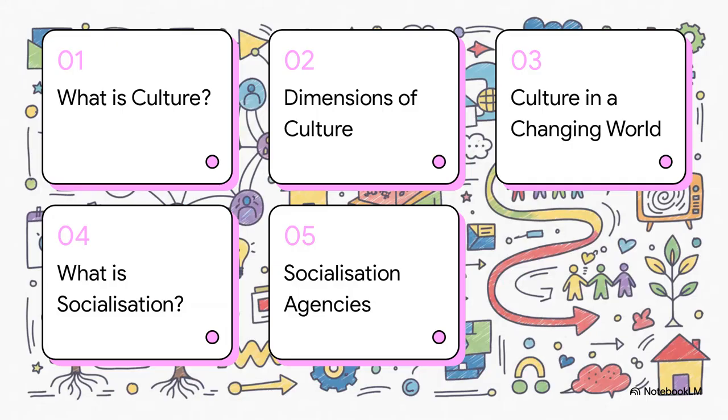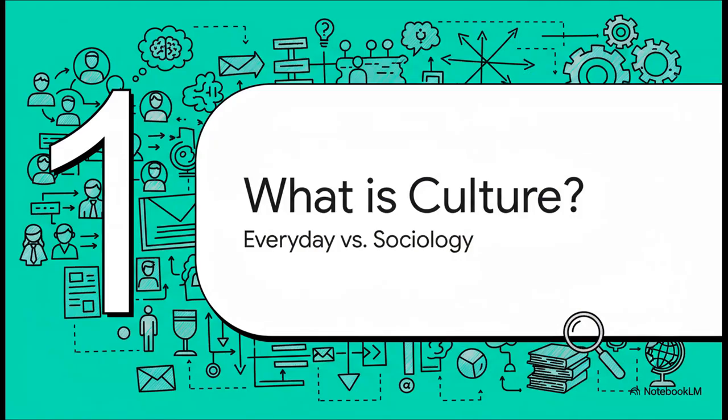All right, here's our game plan for this explainer. We'll kick things off by figuring out what culture really is. Then, we'll look at its different parts, or dimensions. After that, we'll see how culture changes, what socialization is all about, and finally, who the key players are in our own socialization.